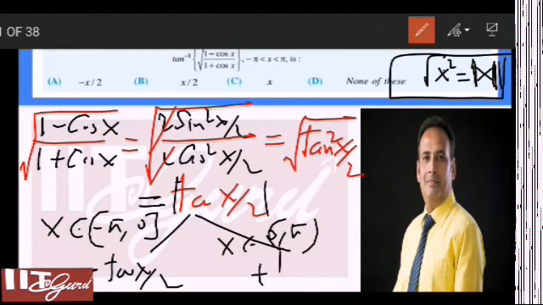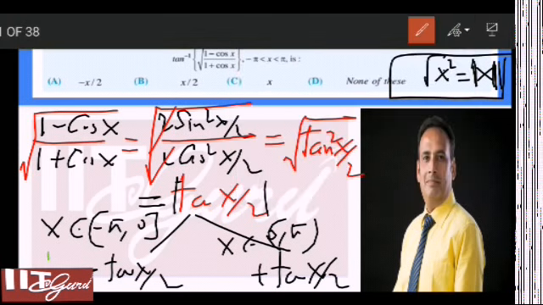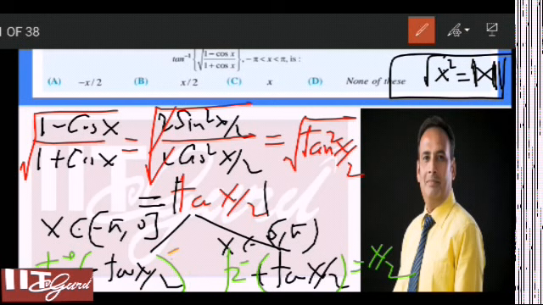And hence we have tan inverse of minus tan x by 2. Recall that if you put tan inverse on tan x by 2, this becomes x by 2, and with the minus sign it becomes minus x by 2. So this minus x by 2 is correct, and from the other case x by 2 is also correct. So A and B both options are correct.